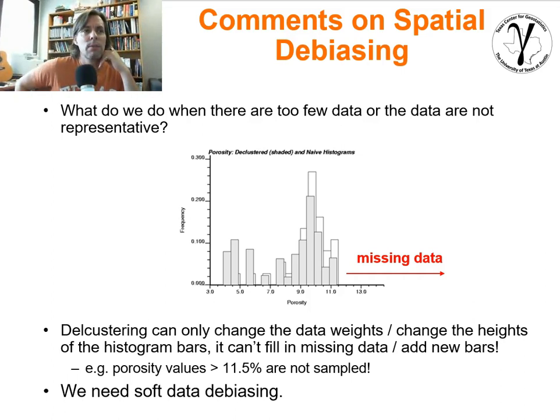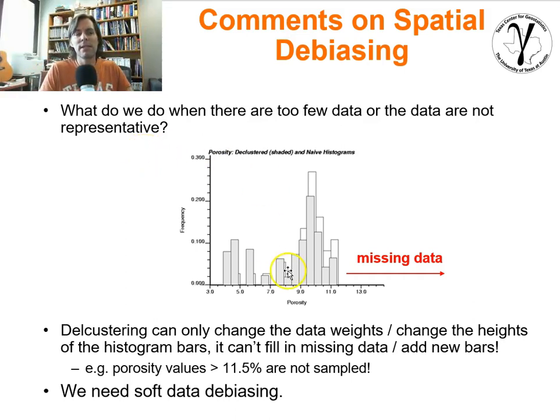So now let's talk about the motivation for spatial debiasing, and then we'll finish up. Don't worry, there's not much left here. Just a couple more slides. What do we do when there's too few data, or there's not data at all? You know, it's not representative of the entire distribution.